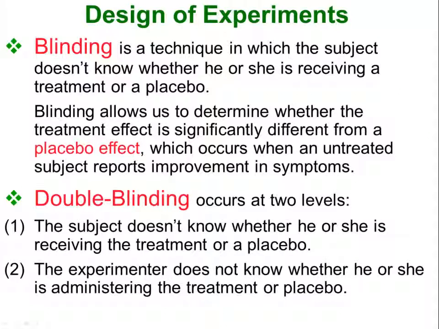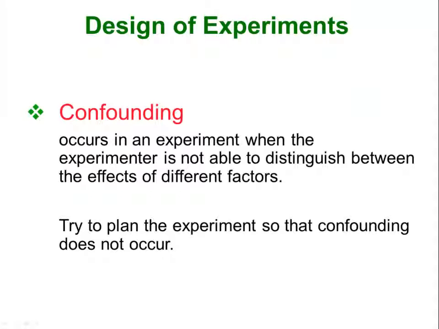Blinding is where the subject doesn't know whether they're getting the placebo or the drug, and then double blinding is where both the subjects don't know and the experimenters who are conducting it don't know. A confounding variable is something that I talked about before, the idea of every time ice cream sales go up, murder rates go up. Well, the confounding variable there, the thing that's acting on both of them, was weather.